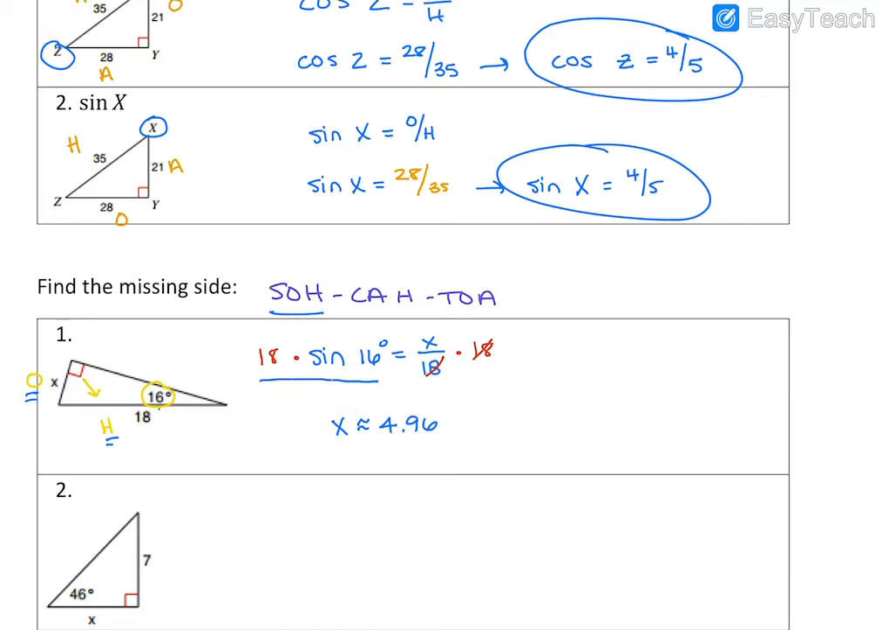Okay. If you don't have a scientific calculator that lets you type it in this order, then you're going to have to type in 16, hit the sine button.